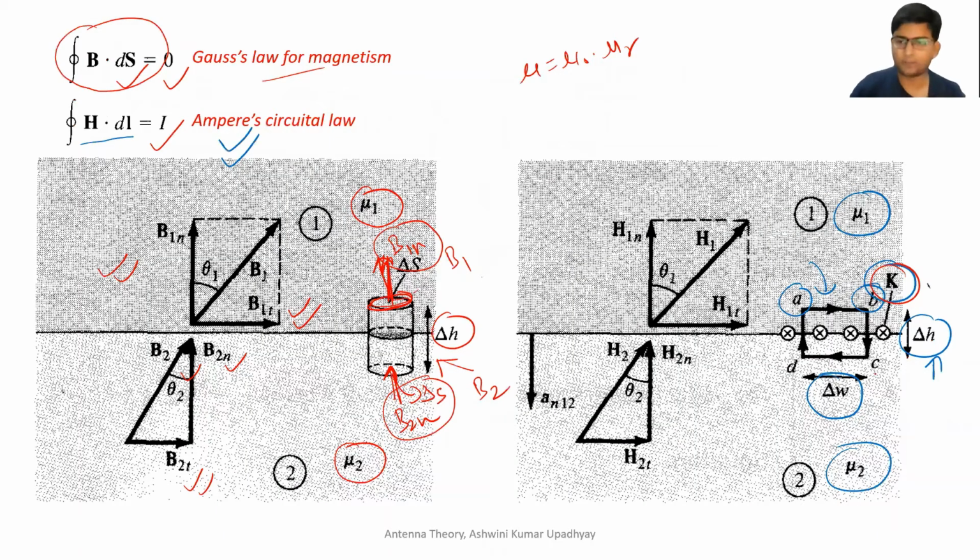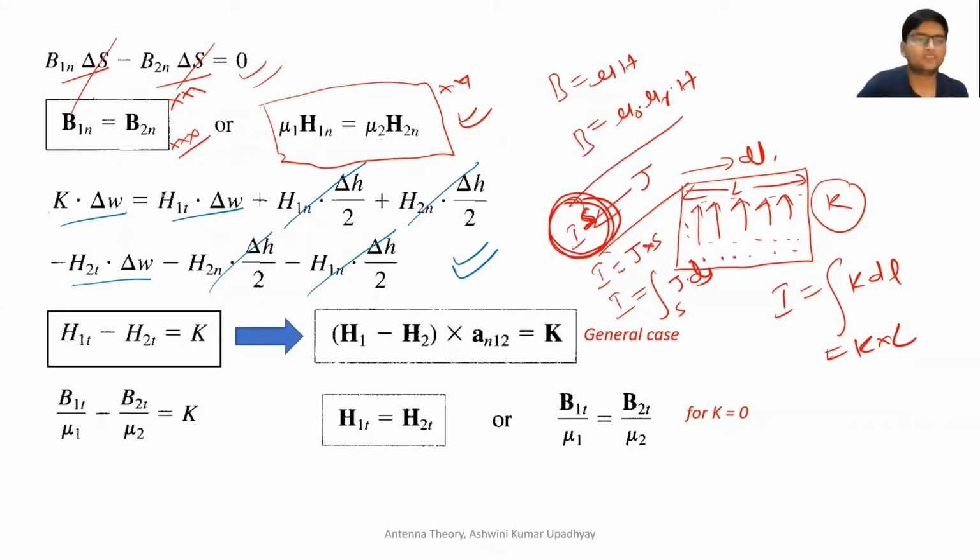So coming back to our topic, here the surface current density was K. So what we will do is multiply this K with this whole length, because it is only flowing on the surface, right? So what is this length? It is basically delta W. So this is why I have written here K into delta W, which is actually I, and this whole equation was basically equivalent to the closed integral of H dot dl.